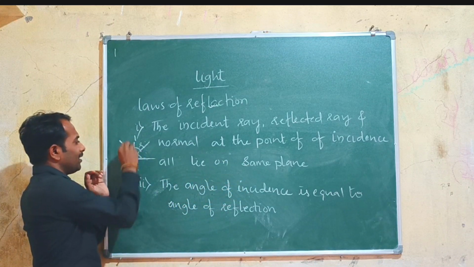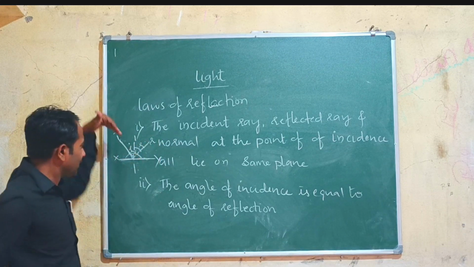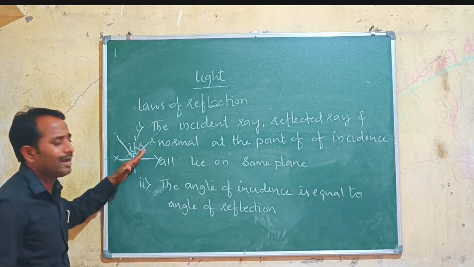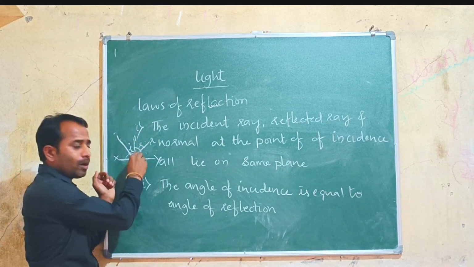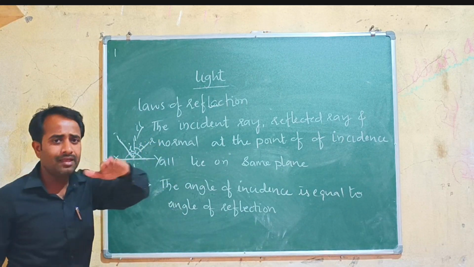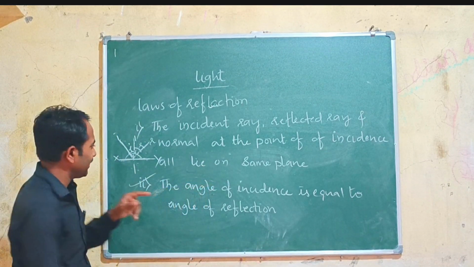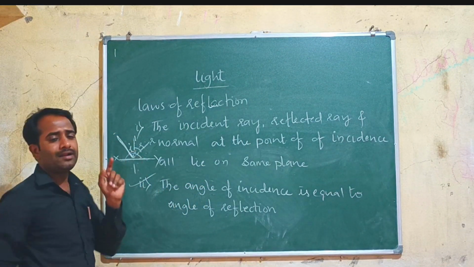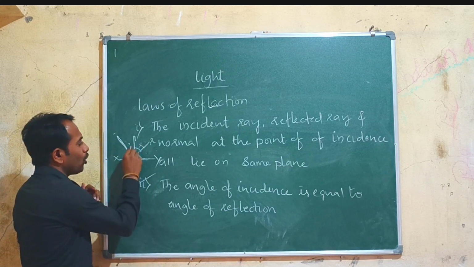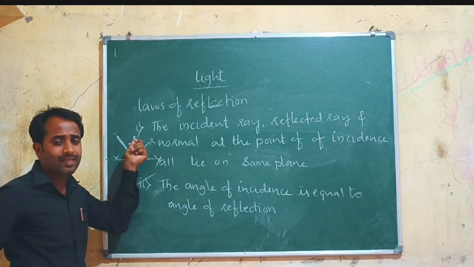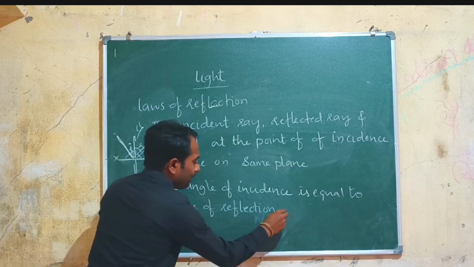The incident ray falls on the surface XY and gets reflected. You have to draw the normal. The incident ray, the normal, and the reflected ray all lie on the same plane, which is the first law of reflection. The second law: the angle of incidence is equal to the angle of reflection. If the angle of reflection is drawn, you have to draw the normal. Here i means the angle of incidence, which is always equal to the angle of reflection.